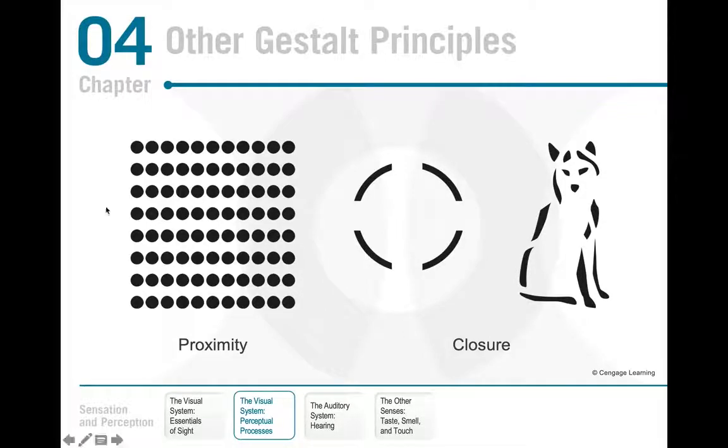Proximity refers to our tendency to perceive that things that are near one another actually belong together. These dots might well be organized in vertical columns rather than horizontal rows, but because dots are closer together horizontally, they tend to be perceived in rows. Closure refers to our tendency to group elements together to create a sense of closure. Even though figures are incomplete, you can fill in the blanks and see a circle and an animal.